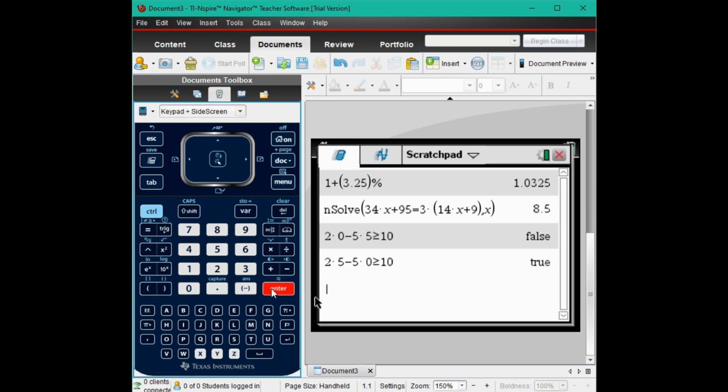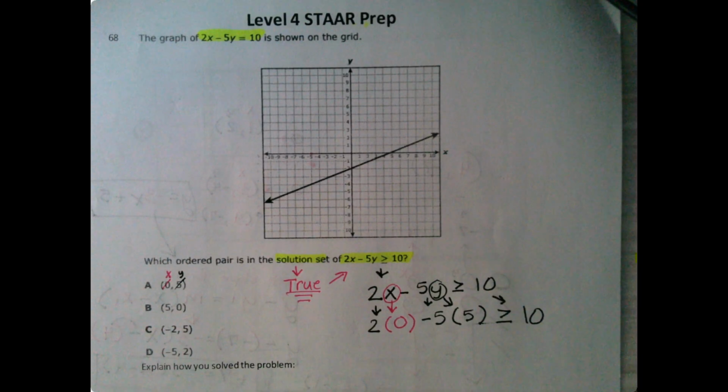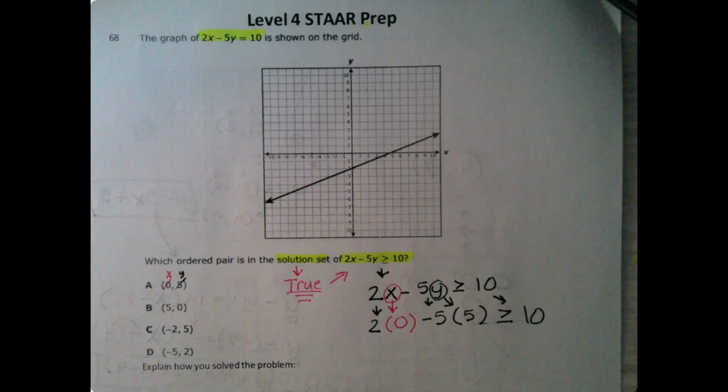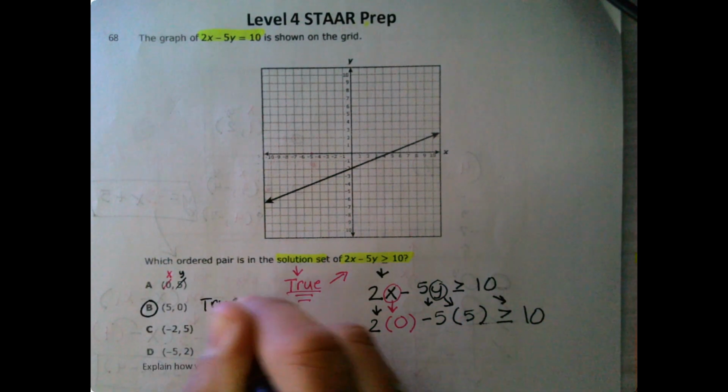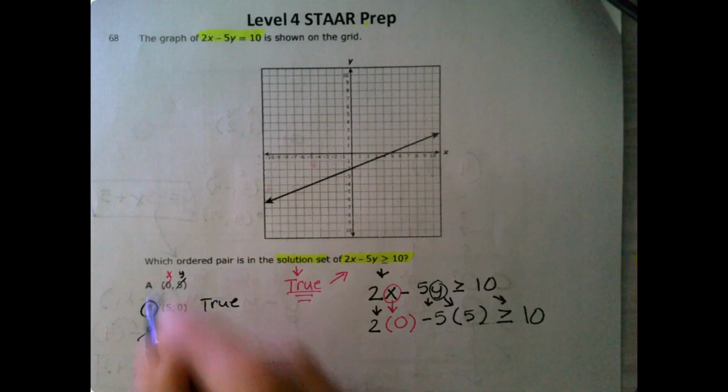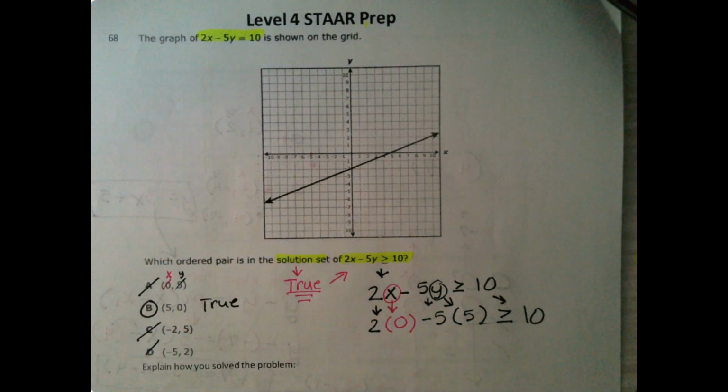So let's go back to it. Since B worked when we put 5 for the x value and 0 for the y value, I'm going to circle B and write true by it. This is how you can use the true or false method in order to solve one of these with the TI Inspire.